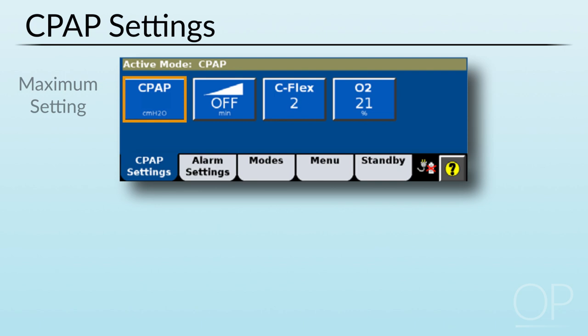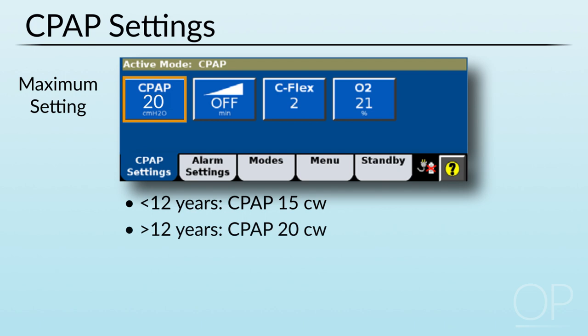So what is the maximum setting one can use? Typically in a child who is less than 12 years old, we go up to 15 centimeters of water. In a child more than 12, we can go up to 20 centimeters of water. But by this time, it becomes very uncomfortable. We may consider switching them to a bi-level ventilation.